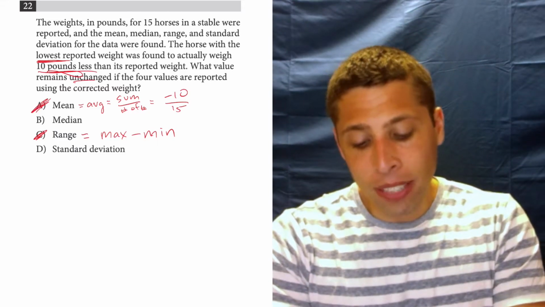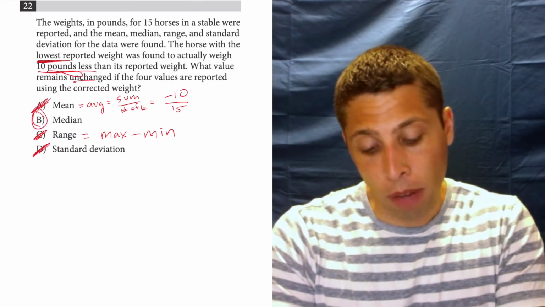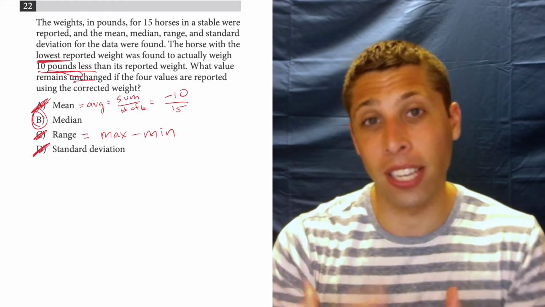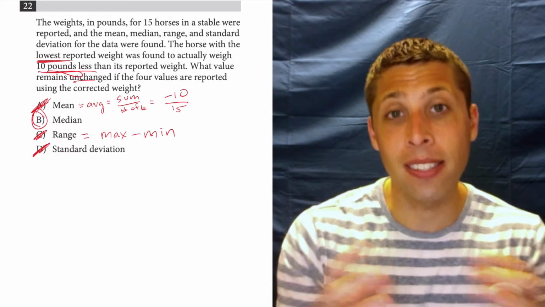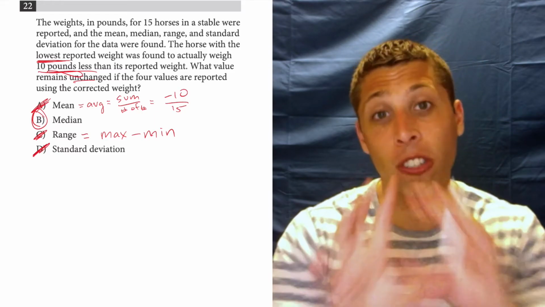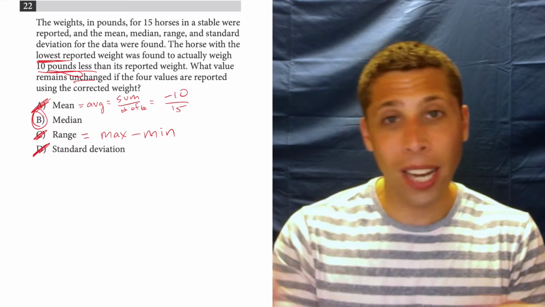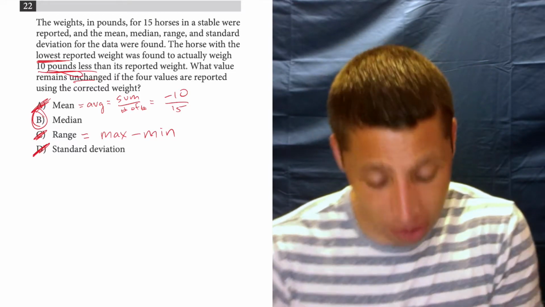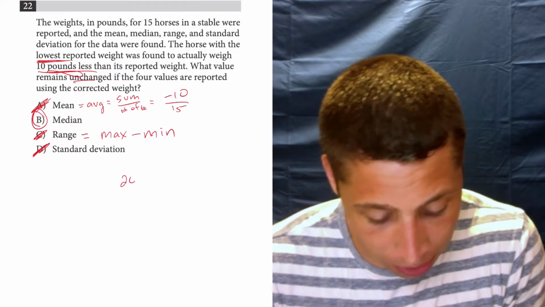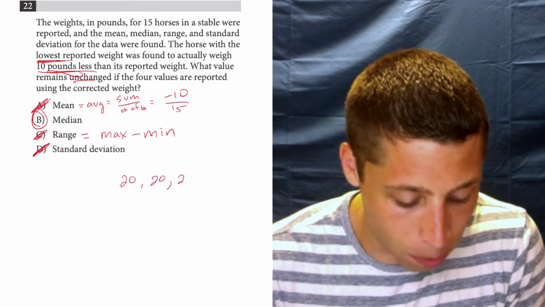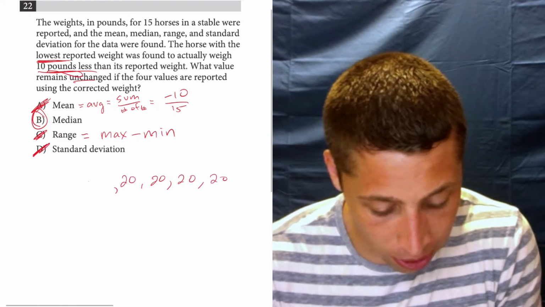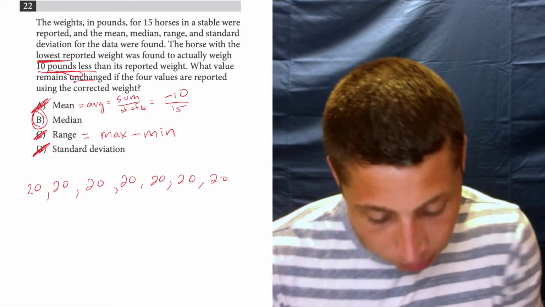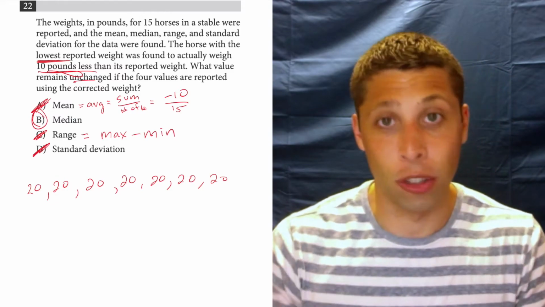And for that reason, the standard deviation is also going to be wrong because the standard deviation is kind of based upon the average. You don't ever need to calculate it for the SAT, but it is something that's based upon the average and the spread of the data. And so if we put all this data out, let's just say all the horses weigh 20 pounds. I know that doesn't make any sense, but let's say they're 20 pounds. And I'm not even going to get to 15. I'm just going to do 3 on each side. There you go. Let's just shorten it.